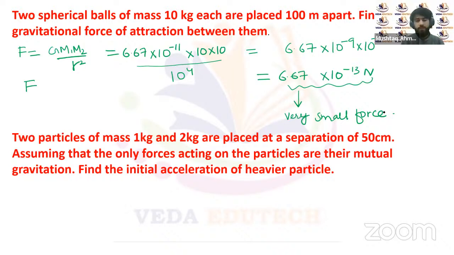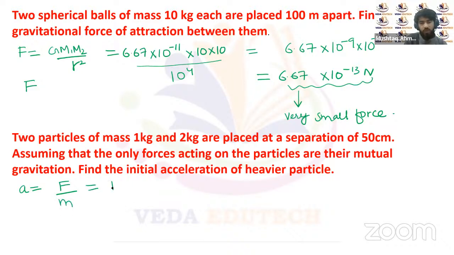Now let's discuss this question. Two particles of mass 1 kg and 2 kg are placed at a separation of 50 centimeter. Assuming that the only forces acting on the particles are their mutual gravitation, find the initial acceleration of the heavier particle. So the initial acceleration of the heavier particle will be the force on the heavier particle upon its mass. Let's suppose F is the force.